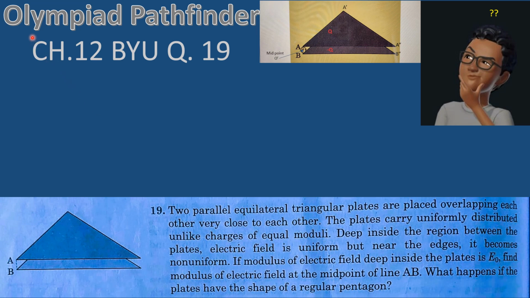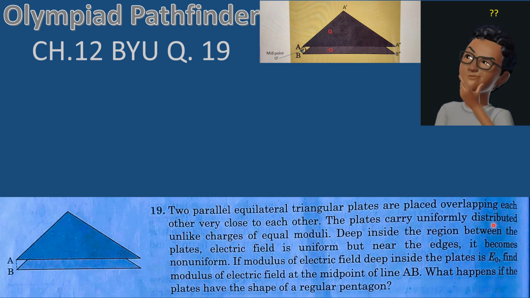Hello everyone, this question is from Olympiad Pathfinder, Chapter 12, Build Your Understanding, question number 19. The question is, two parallel equilateral triangular plates are placed overlapping each other, very close to each other. So these are the equilateral triangular plates. They are kept parallel to each other and are very close to each other.